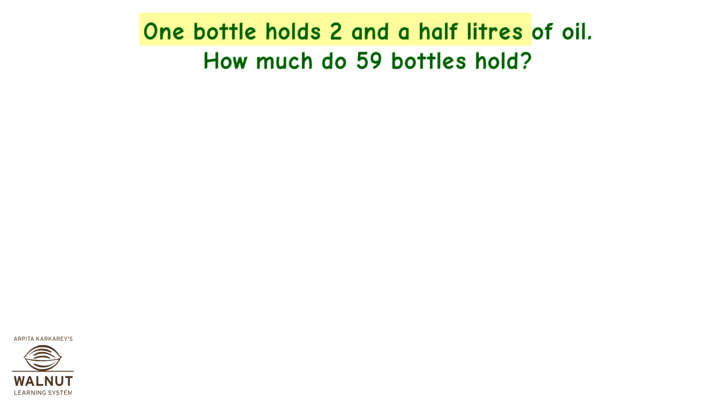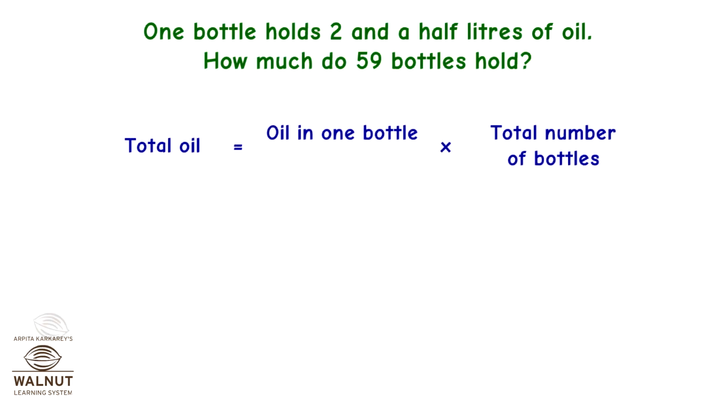One bottle holds 2.5 liters of oil. How much do 59 bottles hold? What do we have to find out? The total oil in all the bottles together. What do we know? The oil in one bottle. We know the oil in one bottle and we have to find out the oil in many. This is obviously a multiplication problem. So, the total oil is the oil in one bottle multiplied by the number of bottles.